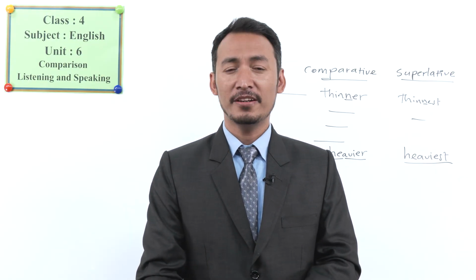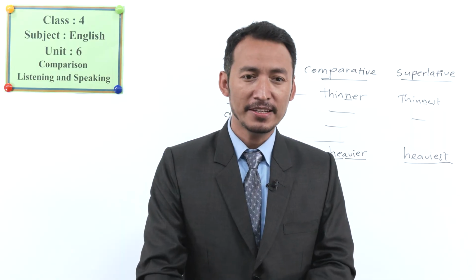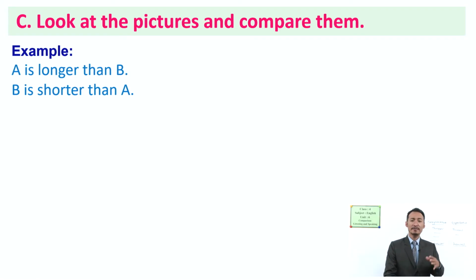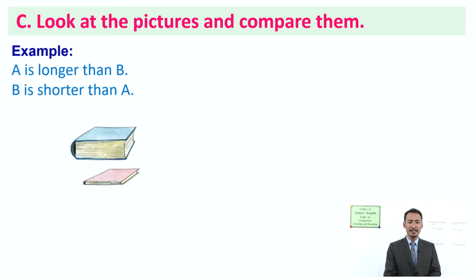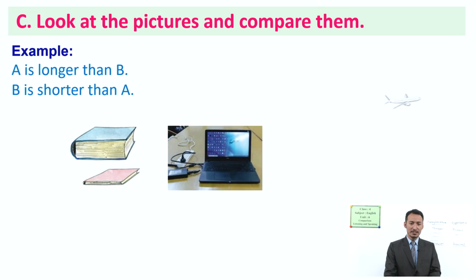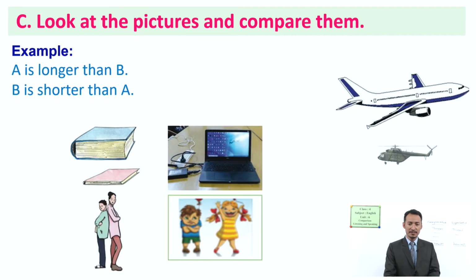Now let's see another exercise for speaking again. And it's exercise C. Look at the pictures and compare them. I'll show you the picture. Before that, let me read it. Read the example here. A is longer than B. B is shorter than A. Now we have to do both ways. Look at this. So if you call this one A and another one is B, you can compare likewise. So these are the pictures from your book. Now you can compare them.